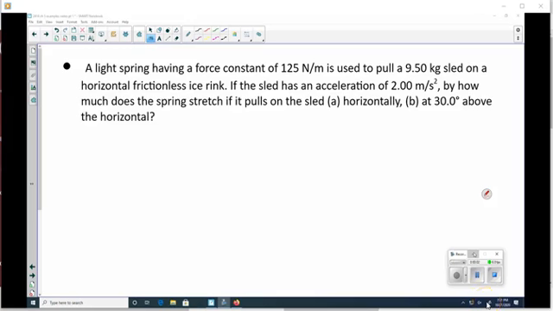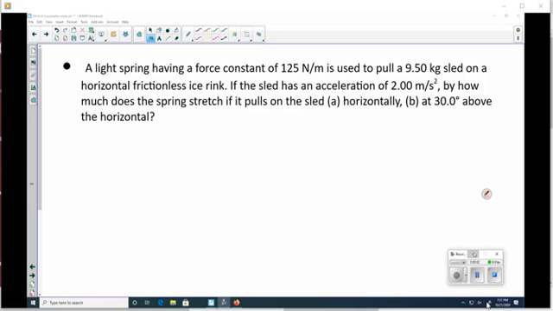Alright everyone, so this is the last example for this chapter. We have a light spring that has a force constant of 125 newtons per meter. It's being used to pull a 9.5 kilogram sled on a horizontal frictionless ice rink. We know that it's being pulled so that the sled has an acceleration of 2 meters per second squared.